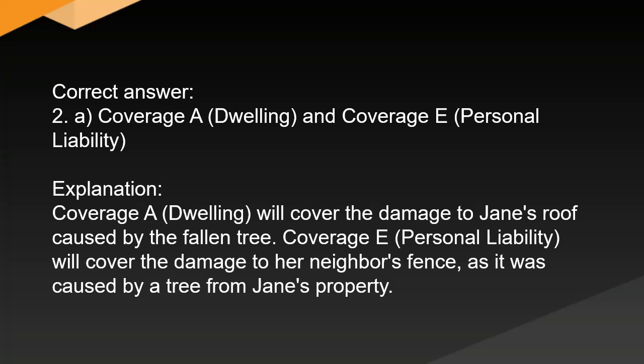Correct answer: A. Coverage A, Dwelling, and Coverage E, Personal liability. Explanation: Coverage A, Dwelling, will cover the damage to Jane's roof caused by the fallen tree. Coverage E.